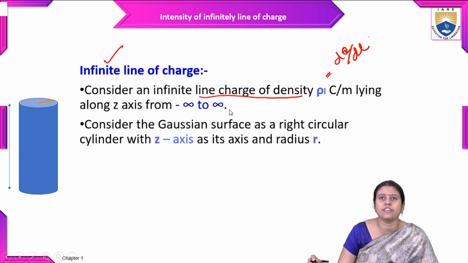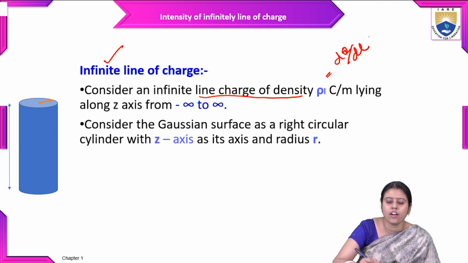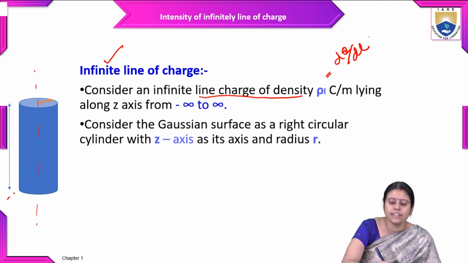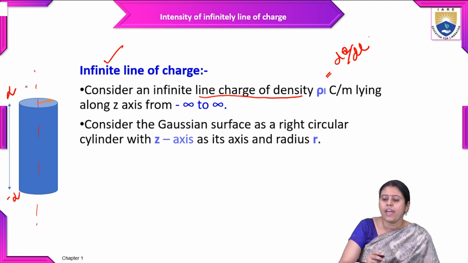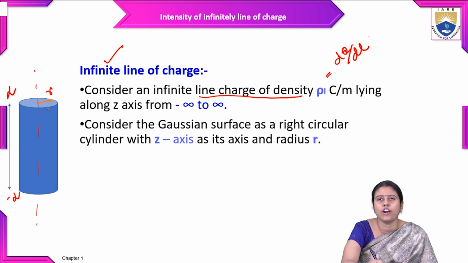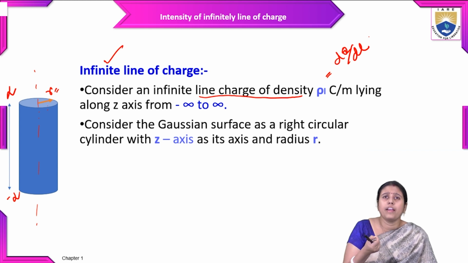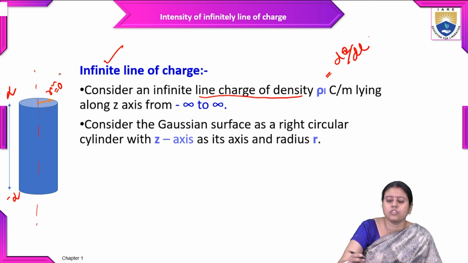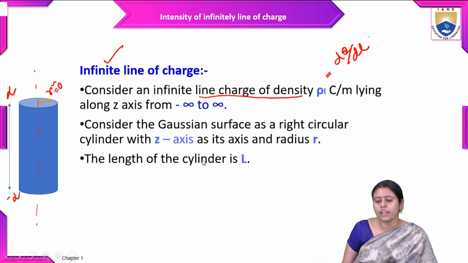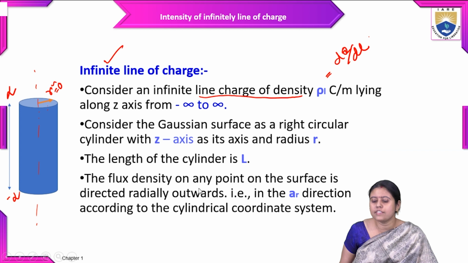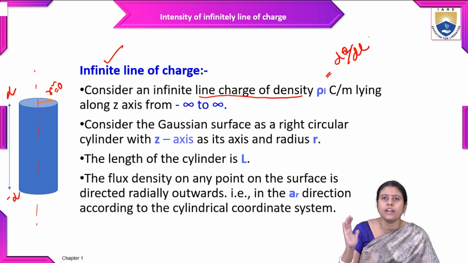Consider the Gaussian surface as a right circular cylinder along the z axis. The length is from minus infinity to plus infinity, and the radius is r. This orange line is the radius, and the radius is r. We are assuming this is a line charge, whose diameter is very, very small, so we can write r is almost equal to 0. The length is L, and the flux density at any point of the surface is directed radially outward, in the a_r direction.